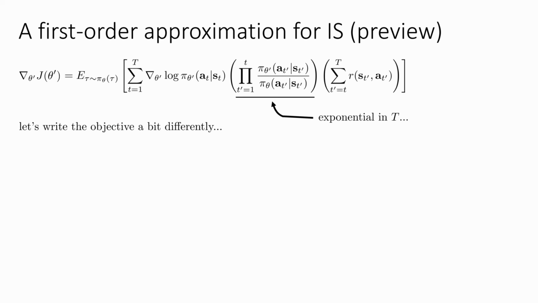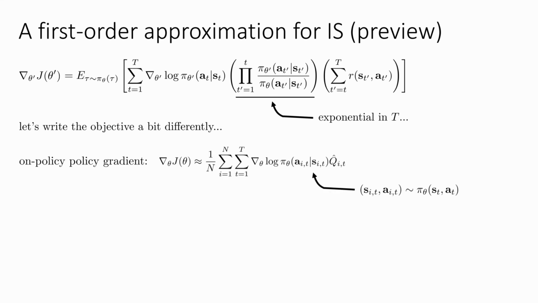So let's write the objective a little bit differently. Here's our on-policy policy gradient from before, written in this reward-to-go form using the Q hat from before. This on-policy policy gradient requires us to sample these s_i,t and a_i,t from the state-action marginal. Remember the state-action marginal from last week? Here, it doesn't actually matter whether these s_i,t and a_i,t come from the same trajectory or not. They're just multiplied by the reward to go. So long as they come from the state-action marginal, we're happy.